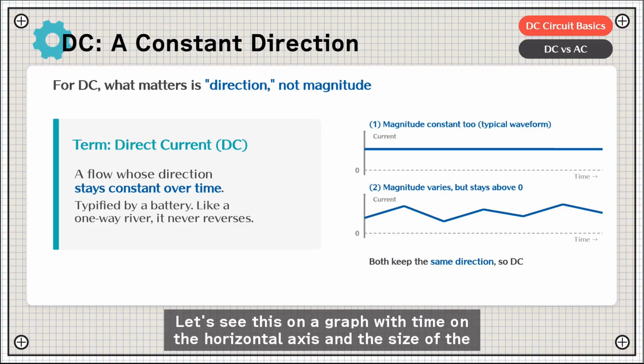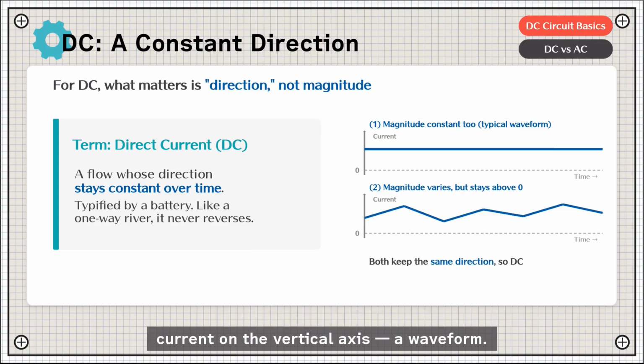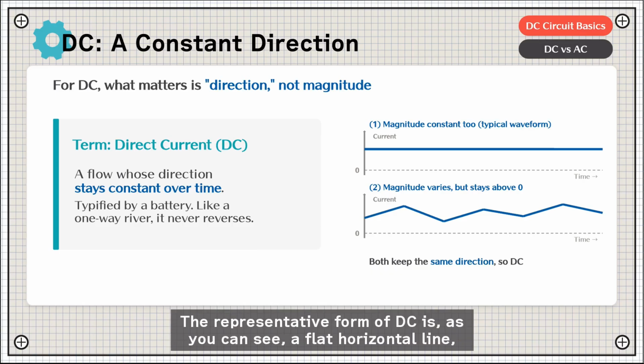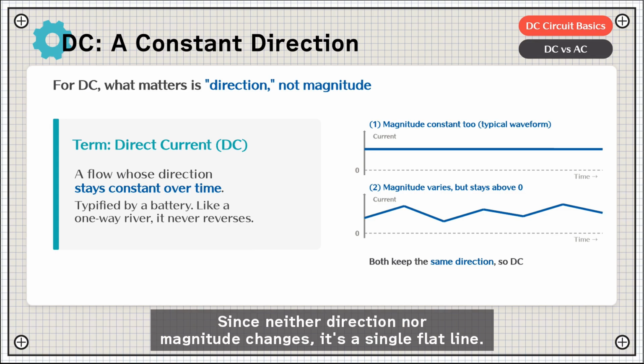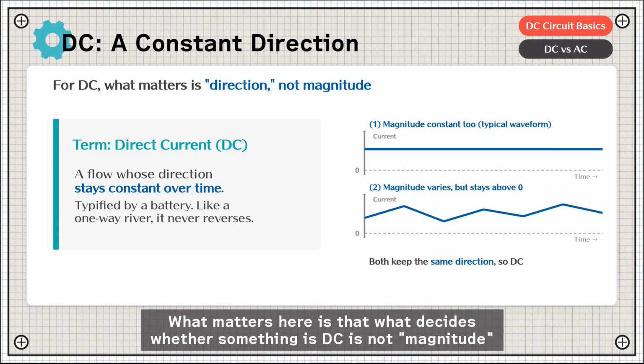Let's see this on a graph with time on the horizontal axis and the size of the current on the vertical axis, a waveform. The representative form of DC is, as you can see, a flat horizontal line, graph number 1 on top. Since neither direction nor magnitude changes, it's a single flat line. What matters here is that what decides whether something is DC is not magnitude but direction.